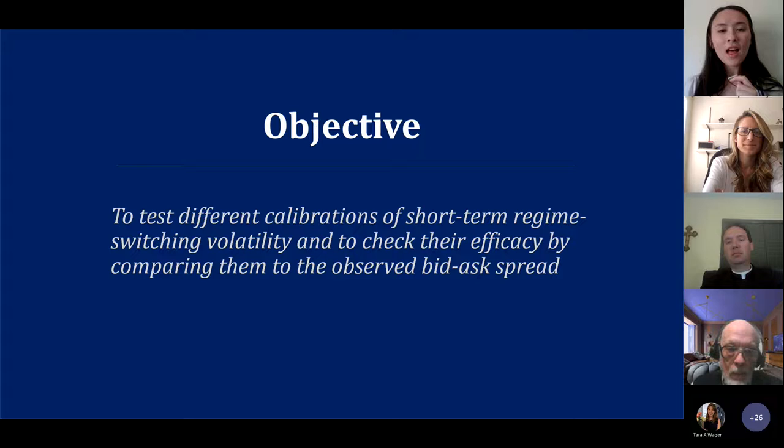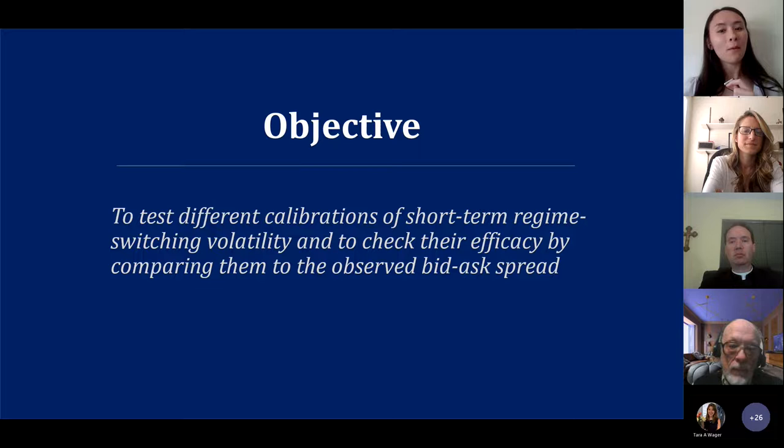So the objective of my project was to test different calibrations of short-term regime switching volatility and to get the predicted prices of the options from these calibrations and compare them to the observed bid-ask spread in order to test how well our model is performing.